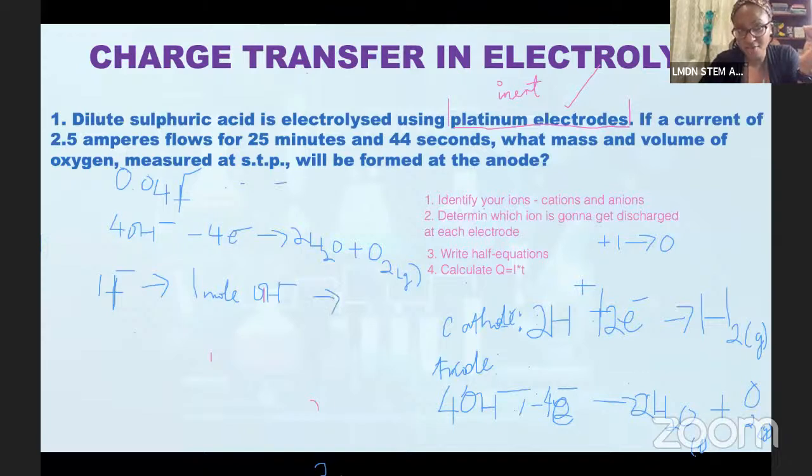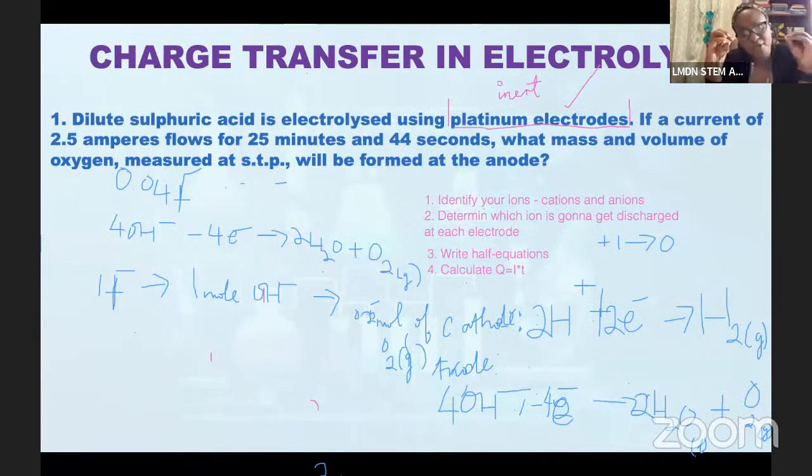4 moles of OH minus gives us a mole of O2 gas. So if we're only discharging a mole of OH minus, that would give us 1/4 mole of O2. 1/4 mole is 0.25, right? That's what 1/4 is. 1/4 mole of O2 gas. So are we good on that? That's just doing ratios.